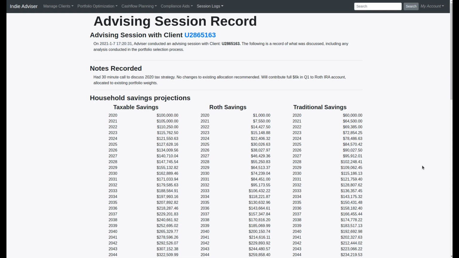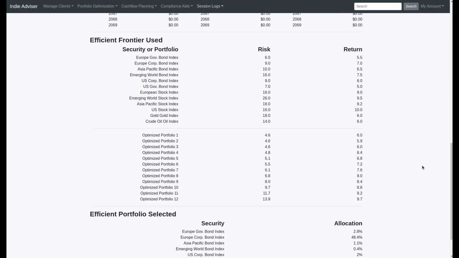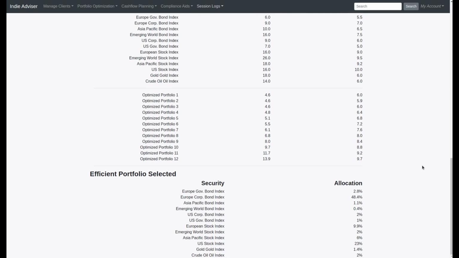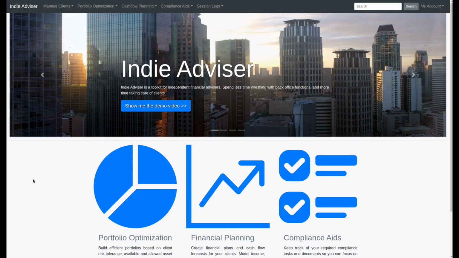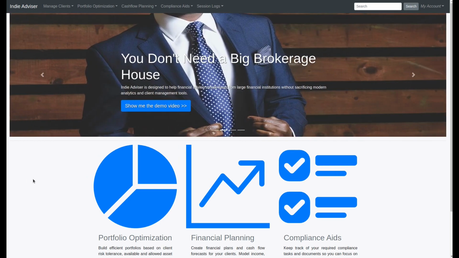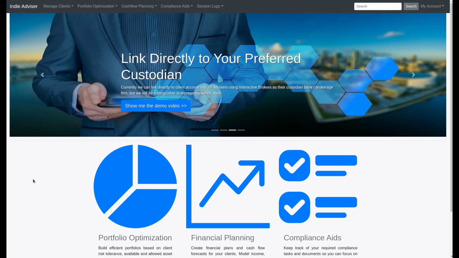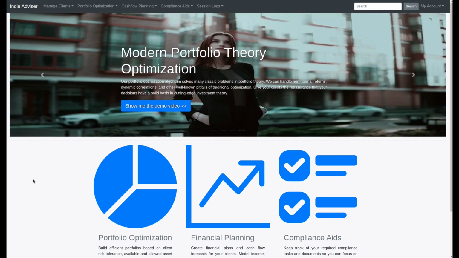Large brokers provide software solutions to their advisors for things like portfolio selection, portfolio optimization, financial planning, compliance tracking. And that's really what Indie Advisor aims to correct. What I'd really like to do with Indie Advisor is push the market towards a place where investors are receiving better advice, paying lower fees, and at the same time, advisors are actually earning more money.